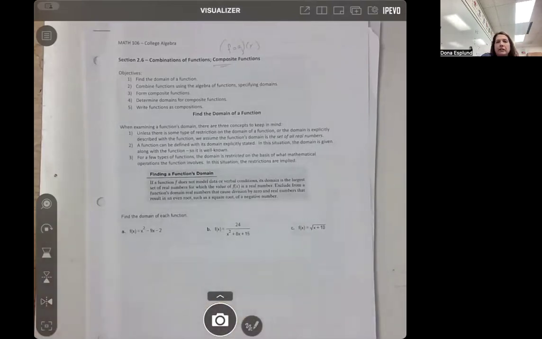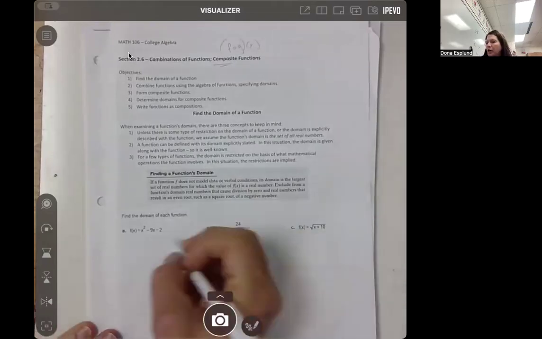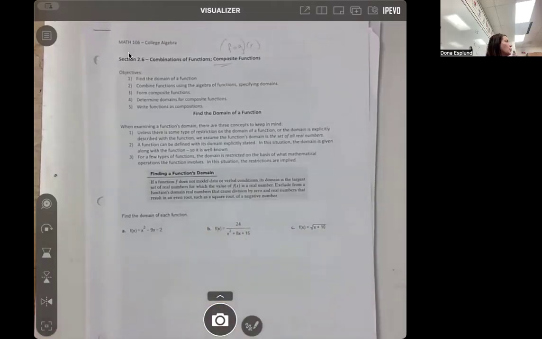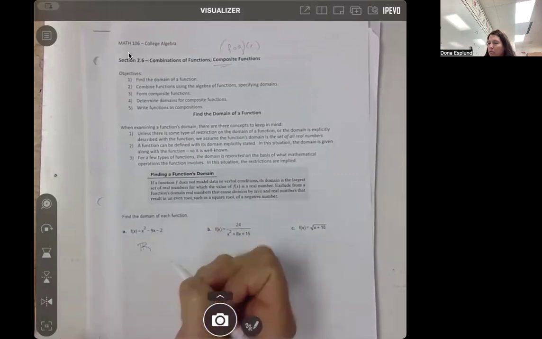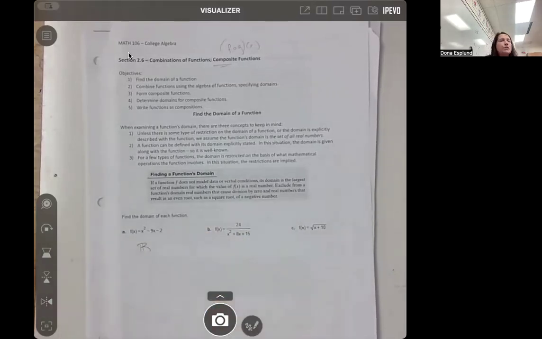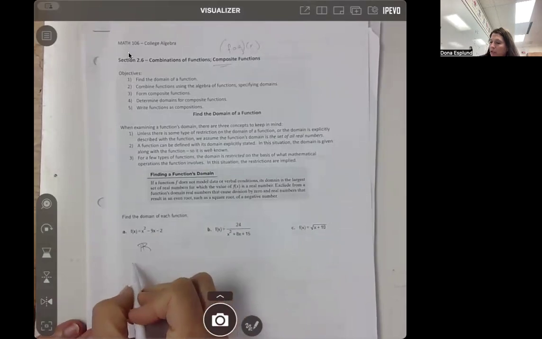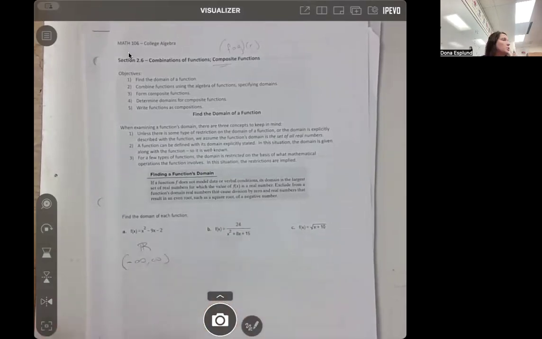Let me see if I can get both of these screens at the same time. Whenever I deal with domain and range, a lot of times I like to see the graph, because it helps me understand what it is. Again, all real numbers: you can write the bold R, or for interval notation, negative infinity to infinity. That would work as well.